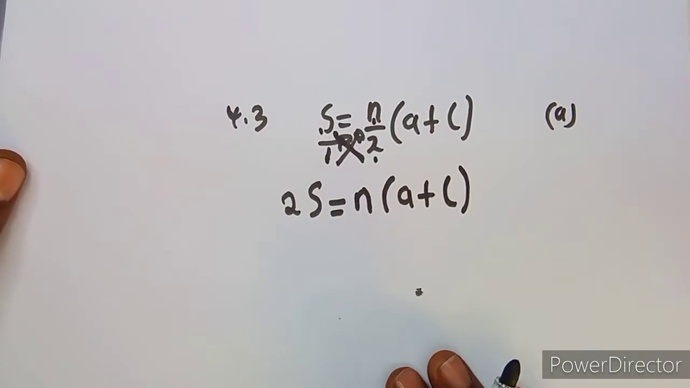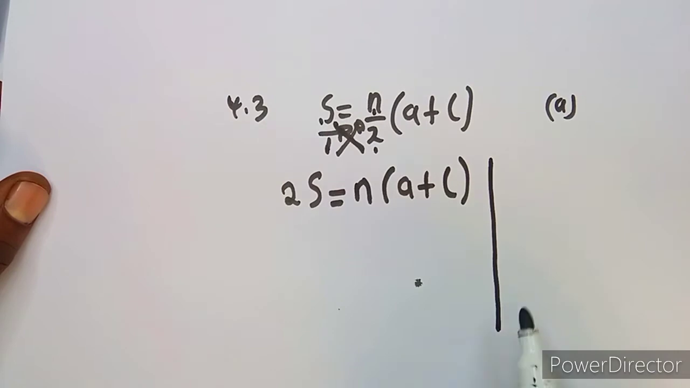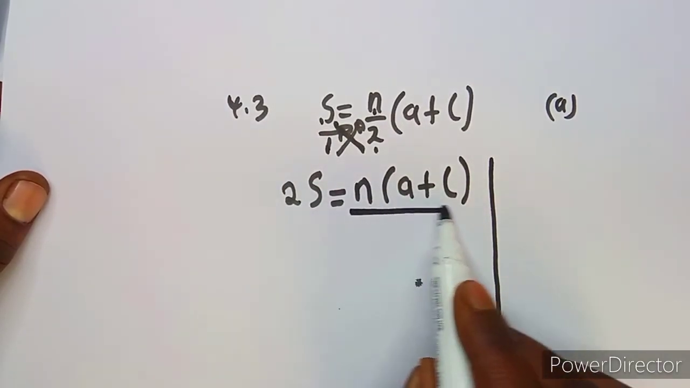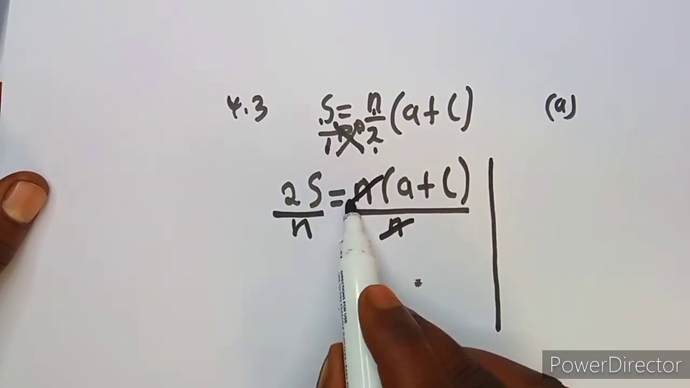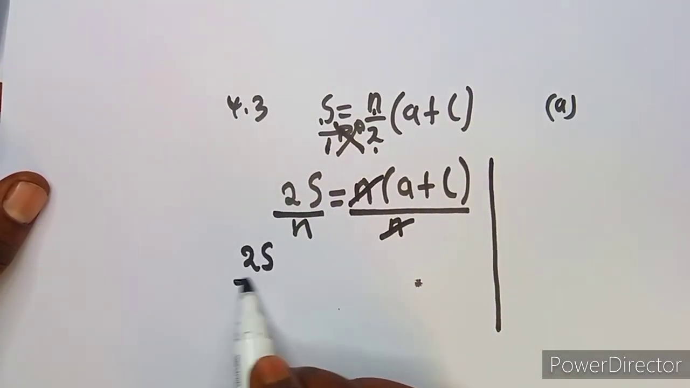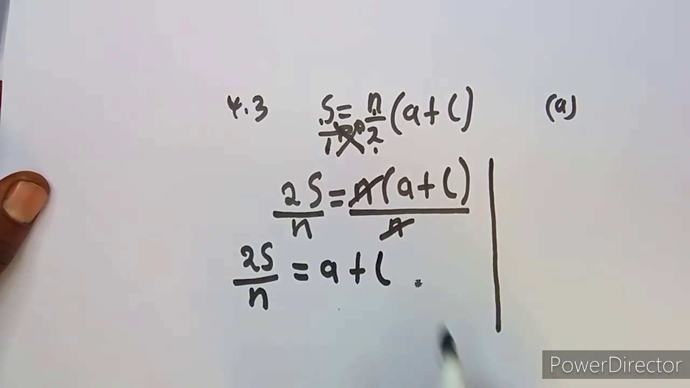I want to make a to be the subject, so I have two options here. I can divide by n. I'm going to indicate the two options. I can divide by n like this. So if I divide by n, I'm going to have 2s over n, which is equal to a plus l.